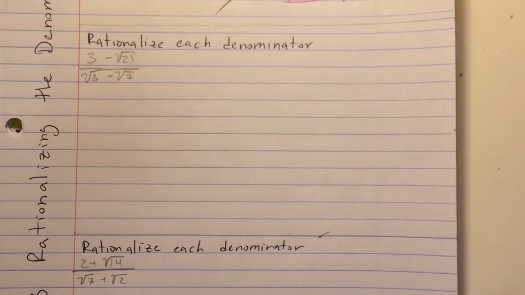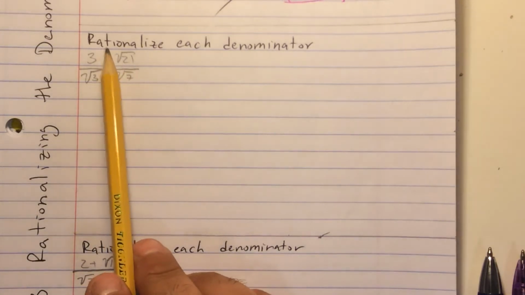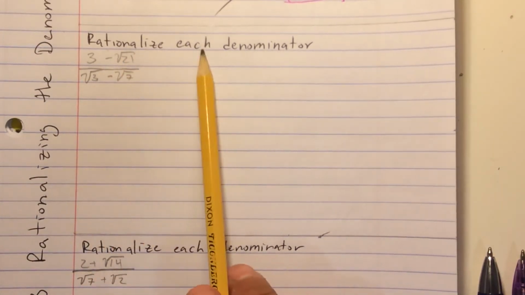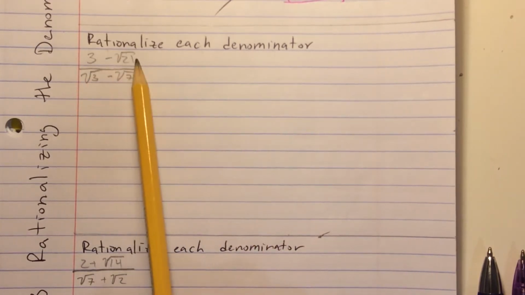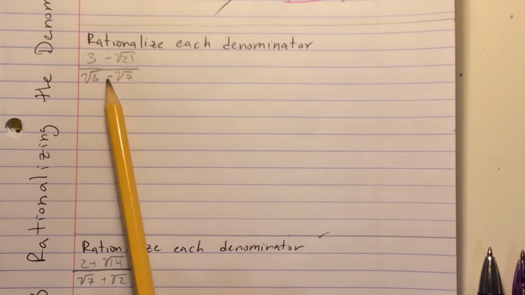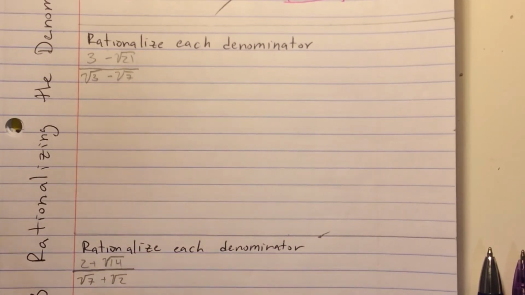Hello, my wonderful students. This is part 2 of Foldable 5. And once again, we're going to rationalize each denominator. So we have our expression as 3 minus radical 21 divided by radical 3 minus radical 7.